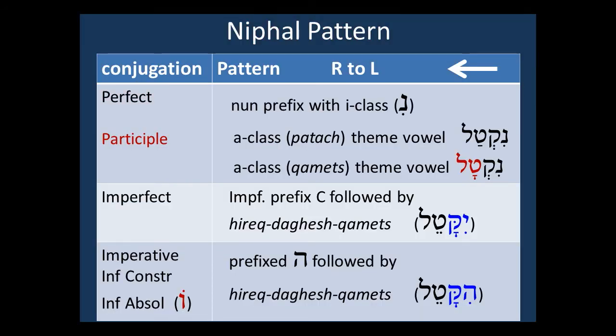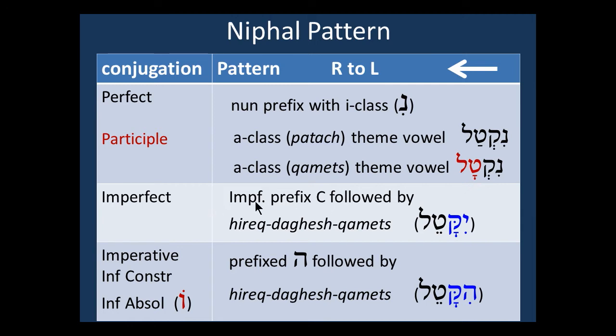The Nifal pattern, in the perfect and in the participle, you're going to have a nun prefix with I-class vowel. Ni, of course, is where the Nifal term comes from. In the perfect, you will have an A-class patach theme vowel. Example would be niktal. And in the participle, you will have an A-class qamets theme vowel, niktal, right here.